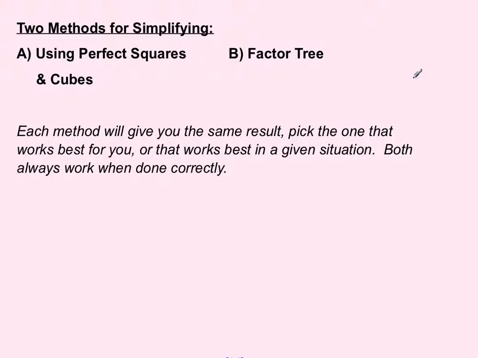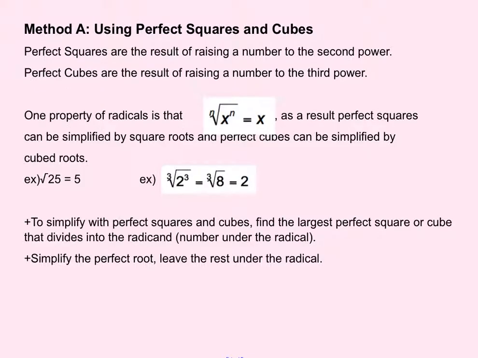Both methods will always give you the same results. So you're going to have to pick the one that, one, you're most comfortable with, and two, that works in any given situation. Even for myself, who's been doing this for a lot of years and teaches it, sometimes I'll use method A and sometimes I'll use method B. It just depends on if it jumps out at me that there's a perfect square or a perfect cube that's a factor of the number. If it doesn't jump out at me, then I go to the factor tree method. Just be careful along the way, and we'll talk about that as we go.